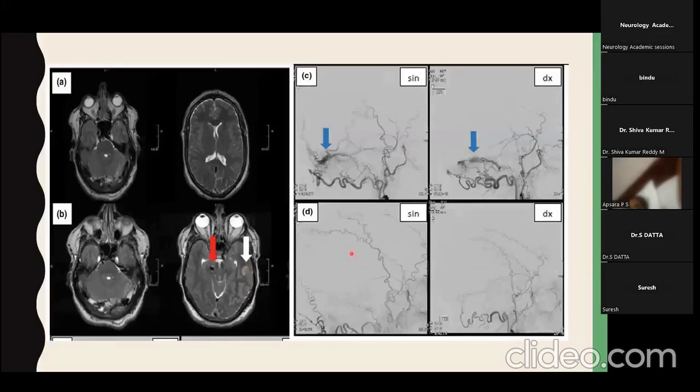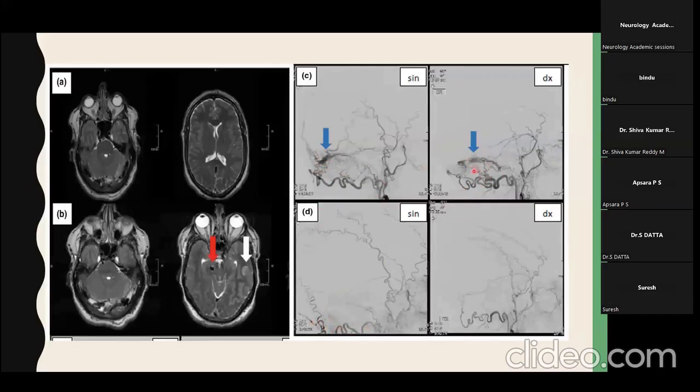In the same patient, DSA was done 6 months after the initial presentation, where we can see the venous phase during the arterial phase itself. The transverse sinus is getting filled via the meningeal and occipital arteries. After the embolization, after the treatment, we can see that the filling has resolved.